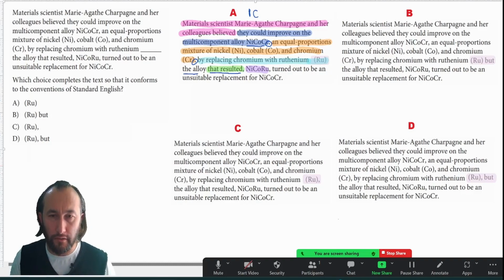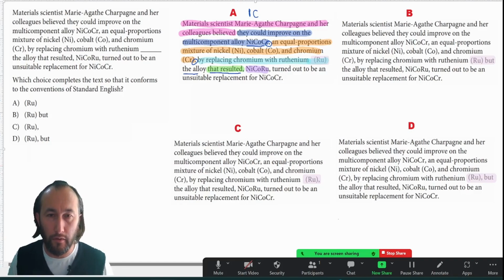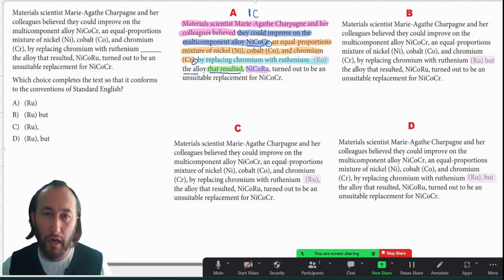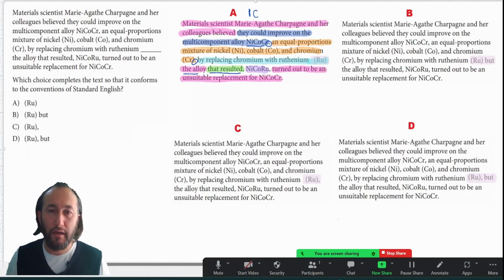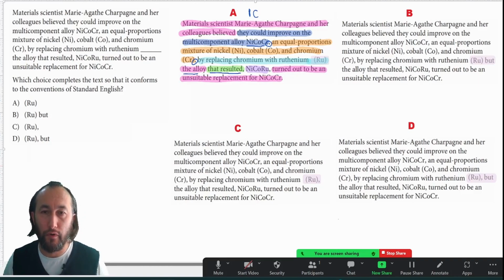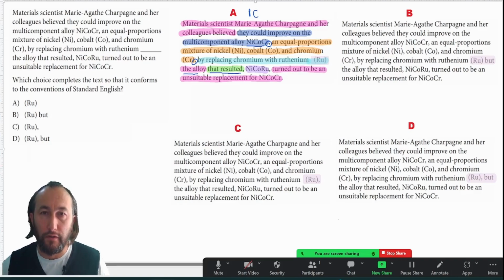The alloy that resulted, and extra information, which is NiCoRu, turned out to be an unsuitable replacement for NiCoCr. Because I made the first independent clause pink, I'm going to make another pink color to show you that this is also an independent clause. I mean, the alloy turned out to be an unsuitable replacement for NiCoCr. So now, one piece of information I should give you. Independent clause, obviously you should know that.